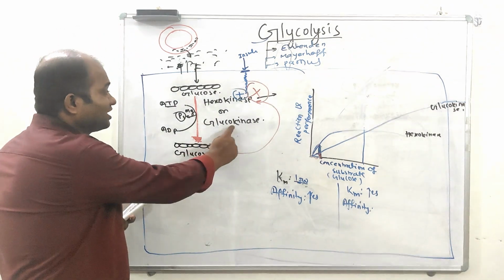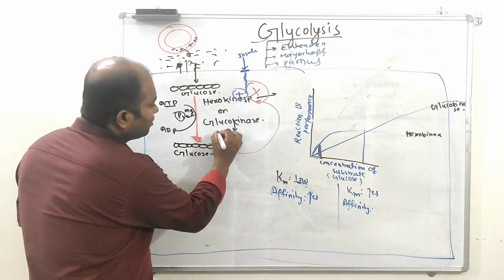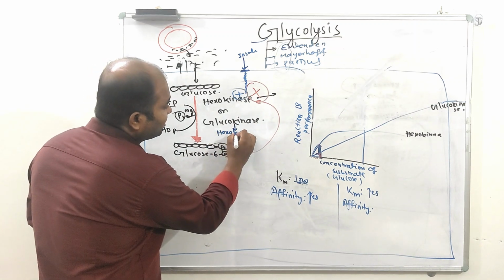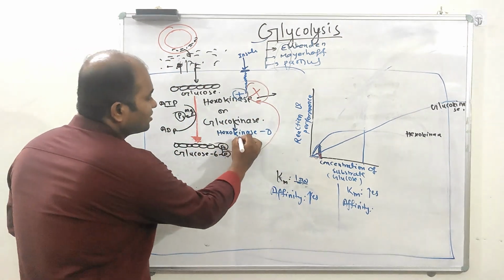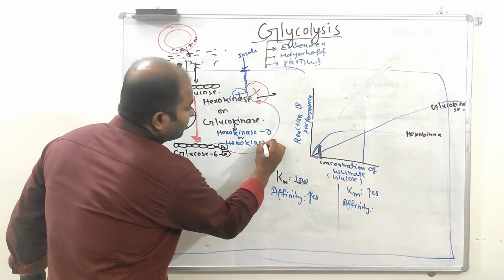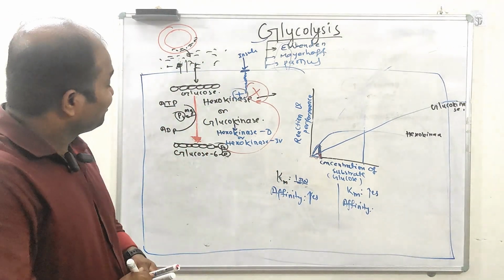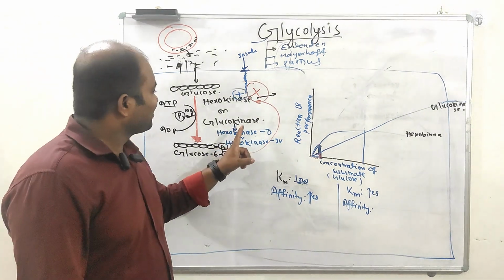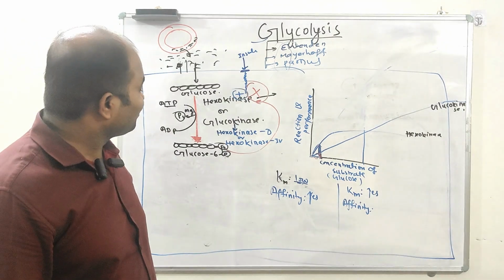So that's the reason the other name of glucokinase is hexokinase D, or hexokinase 4. Hexokinase 4. Are you getting this? Now we'll see how this enzyme is regulated, right?